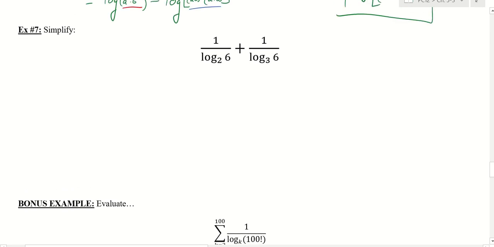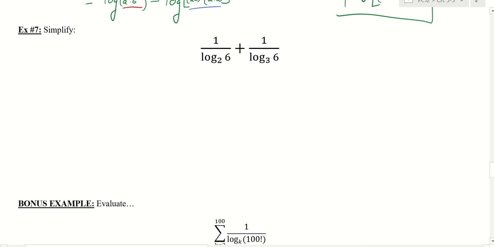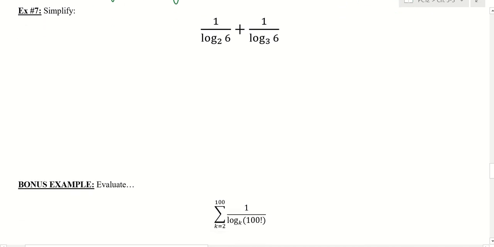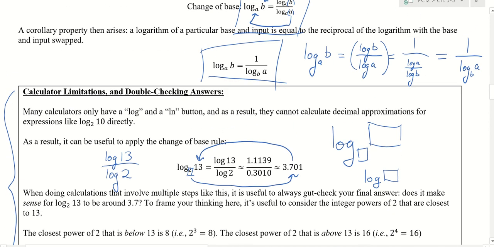Now, let's keep this in the same video. Let's do example 7. We're going to simplify example 7 here. So for example 7, I have 1 over log base 2 of 6 plus 1 over log base 3 of 6. And eventually, what you'll be able to see here is this is a clear case where we can apply this log rule. But we're going to apply it in reverse.